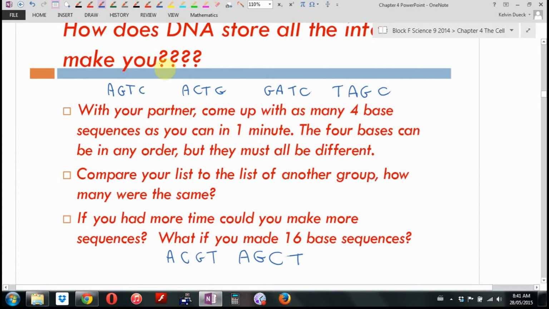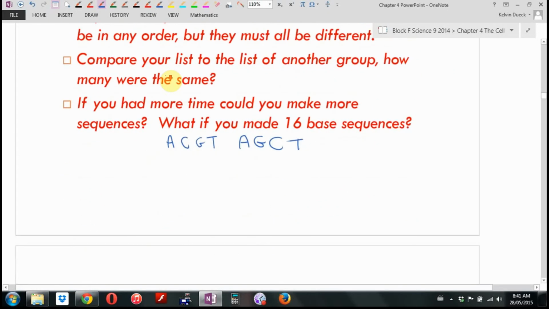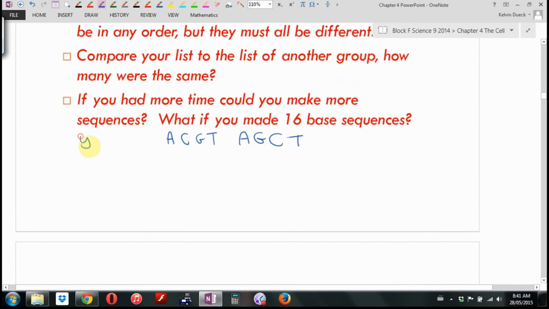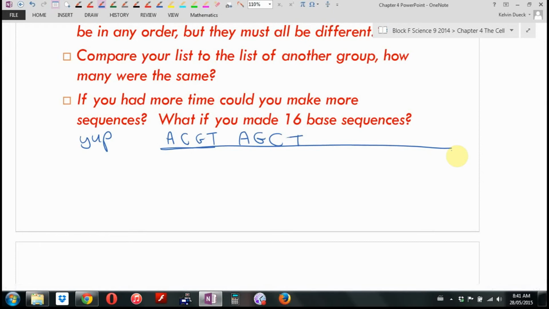And then each of these, because they kind of come in clumps of 4, get clumped together as well to build these long, random, jumbled chains. How many? Well, if you had more time, could you make more sequences? What if you made 16 base sequences instead of just groups of 4? What if you tried pairing 16, so you could have 16 A's, 15 A's and 1 G, 15 A's and 1 T, 14 A's and a G and a T? How many different ways can you mix it up?